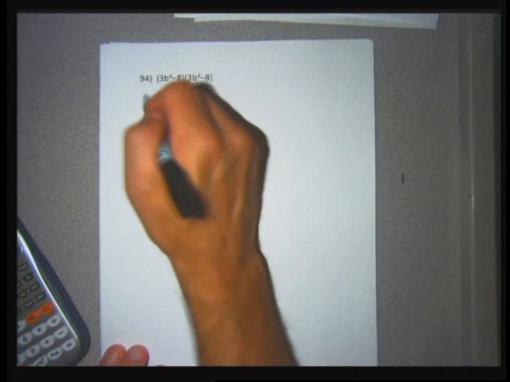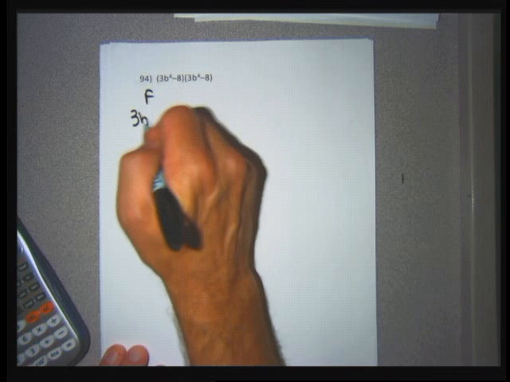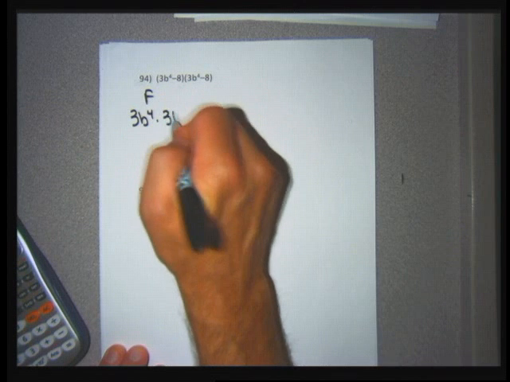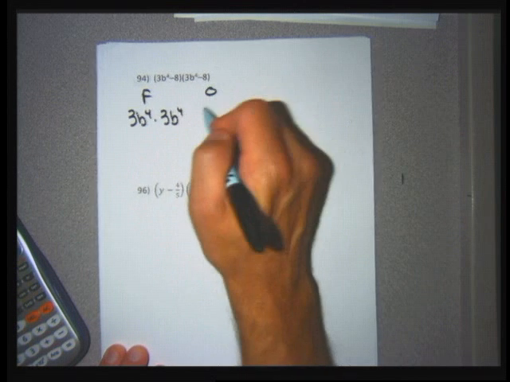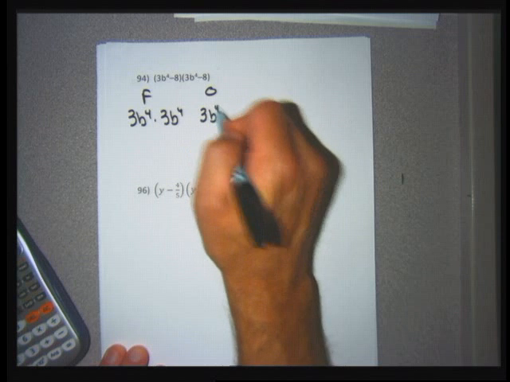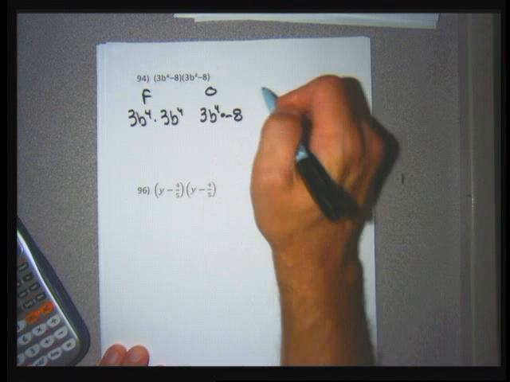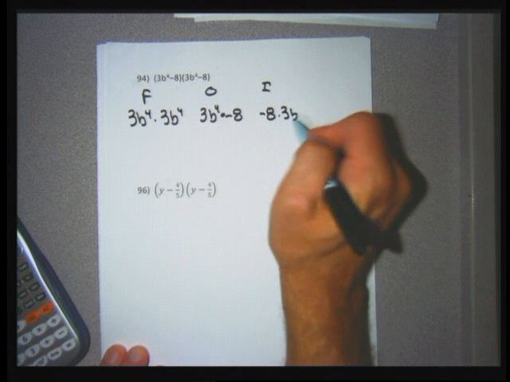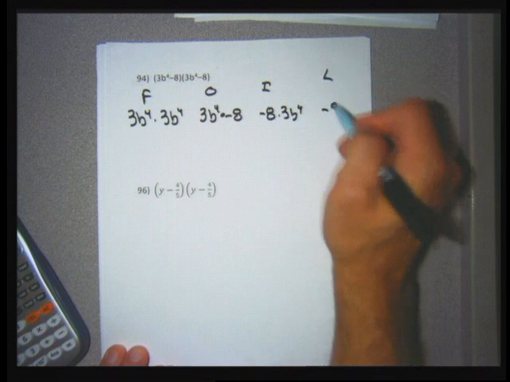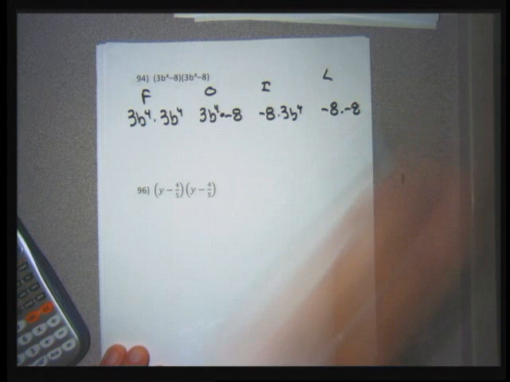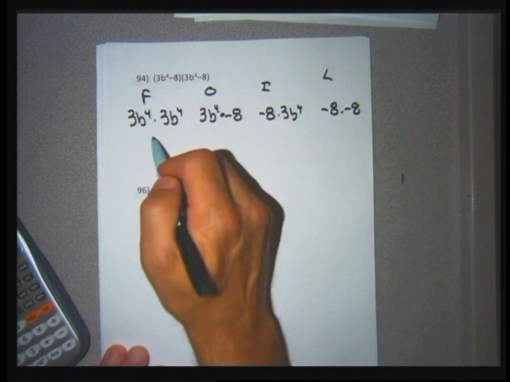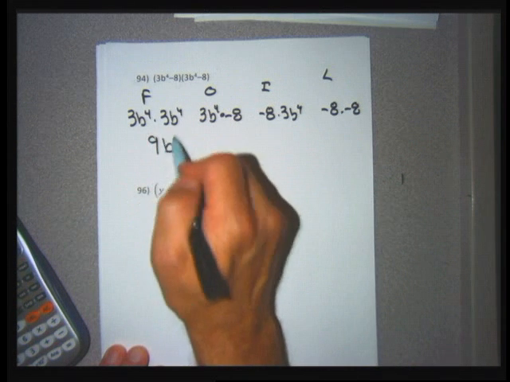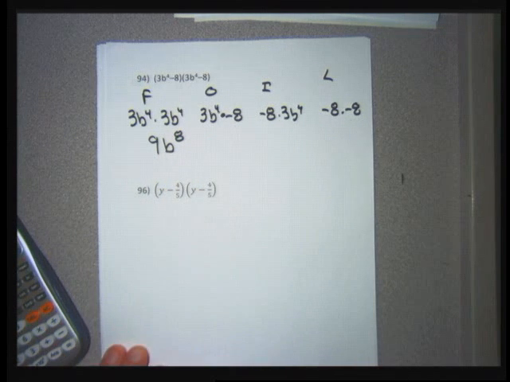94. Firsts: 3b to the 4th times 3b to the 4th. Outers: 3b to the 4th times minus 8. Inners: minus 8 times 3b to the 4th. Lasts: minus 8 times minus 8. First, I multiply the 3's, add the exponents on the b's, and get 9b to the 8th.